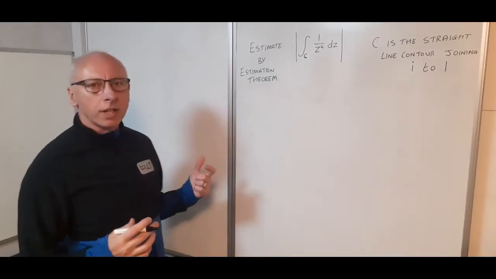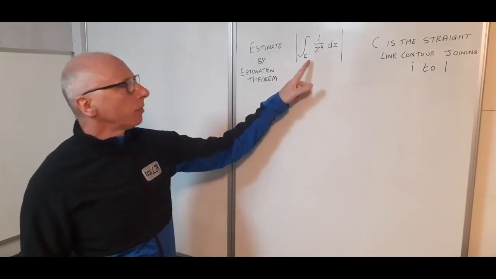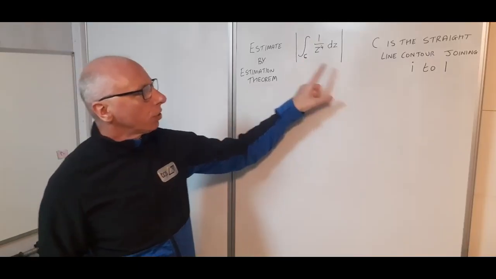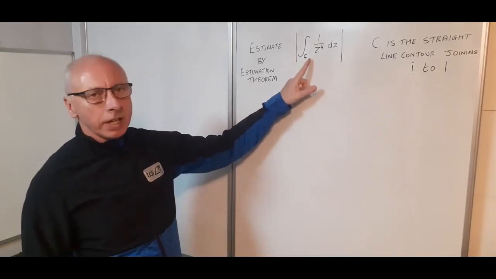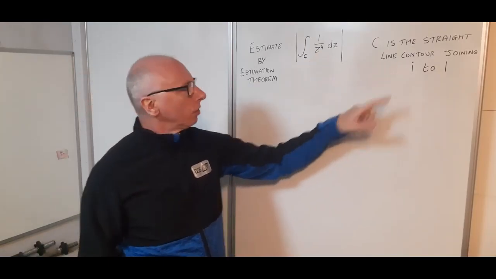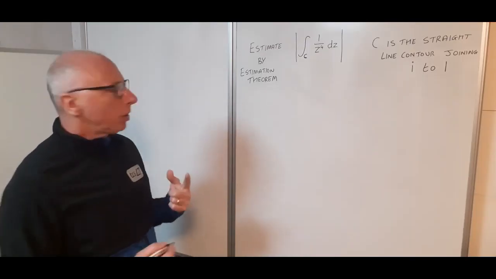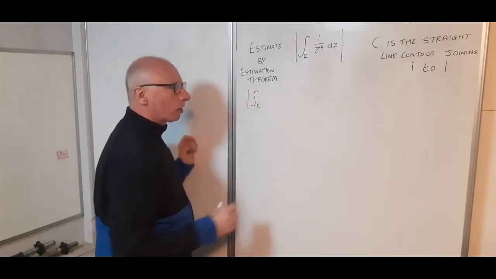So here we're going to use the estimation theorem to estimate the absolute value of this integral. Now we've got C, which is a contour joining i to 1, and what we've got here is the integral of 1 over z to the 4 along that straight line contour. So using the estimation theorem, what we do is we set out our basic building block for that.